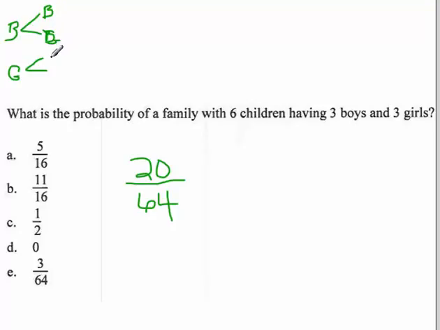Boy, girl. And then you do it again. And you keep going until you have, this is my first child, this is my second child, this is my third, fourth, fifth, sixth. And then you read along the branches, and you're going to find that there were 20 out of 64 possibilities, which reduces down to about 5 out of 16.